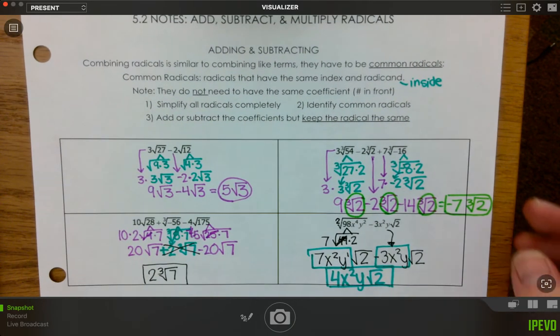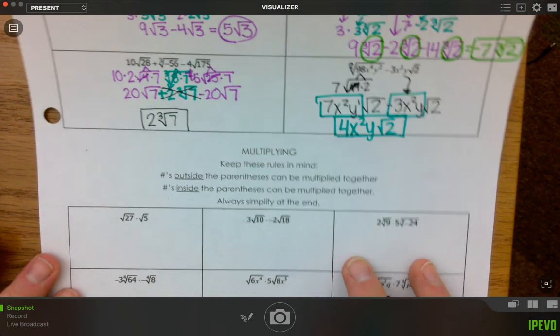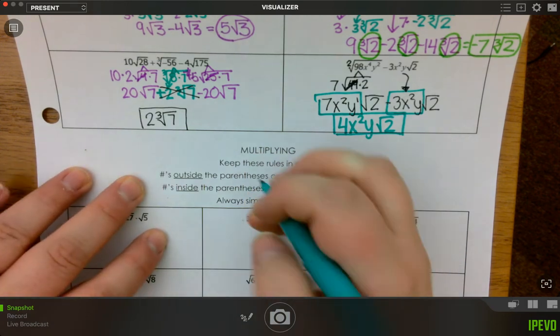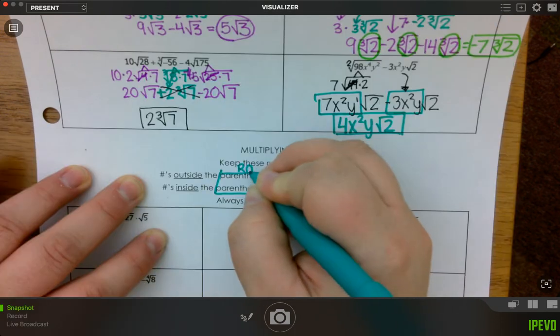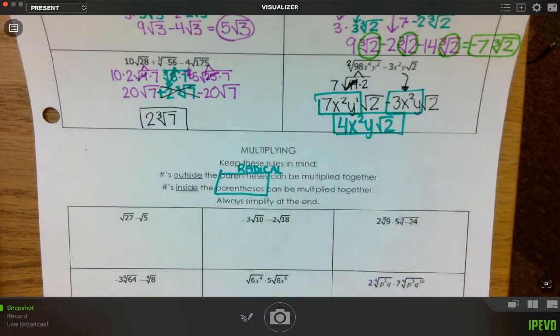All right, let's talk about multiplying. Multiplying is probably going to be the easier part because you just basically have to follow these 2 rules. Anything that's outside can get multiplied together, and anything inside can get multiplied together. And by the way, this should not say parentheses, this should say radical. I mean, it works with parentheses too, but it should say radical.